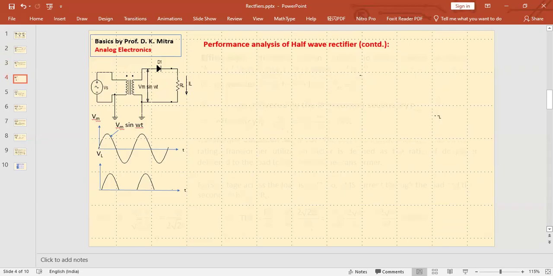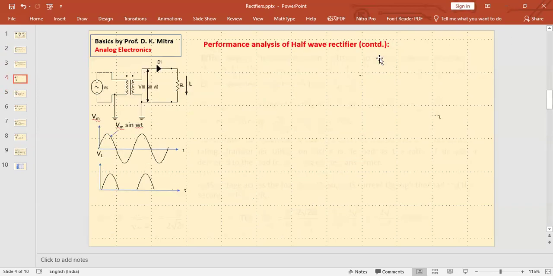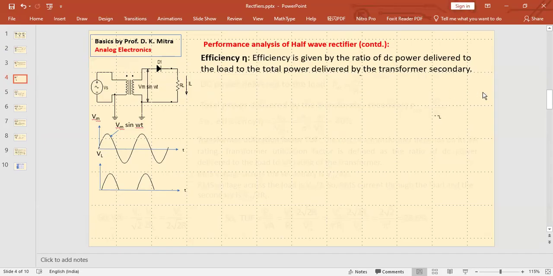Next we continue to the same performance analysis. Next comes what is the efficiency? What is the efficiency of this rectifier? Efficiency of this rectifier is given by the DC power delivered to the load divided by total power delivered by the transformer secondary.